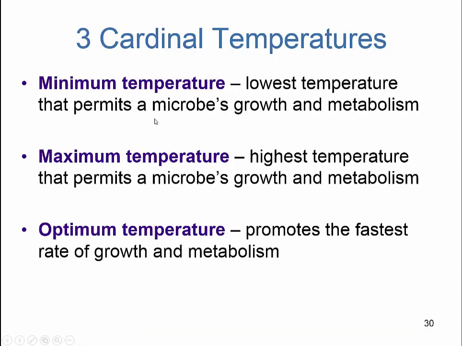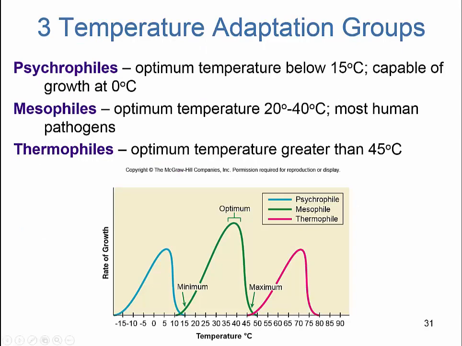The minimum temperature is the lowest temperature at which a microbe can still undergo metabolic processes and continue to live and double. The maximum temperature, however, is the highest temperature, so how hot a microbe can withstand and still undergo metabolic processes. And then finally, the optimum temperature is that perfect rate of growth at which a microbe can continue to thrive and will actually be most metabolically active.